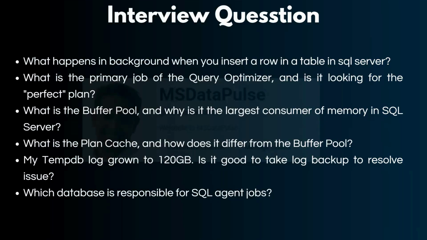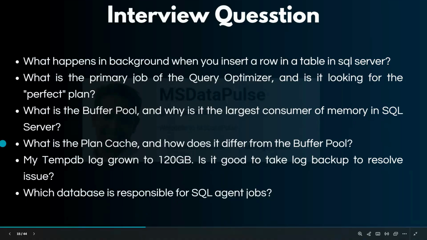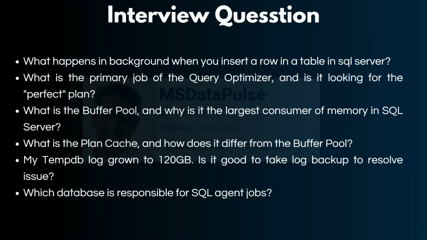The next question is, what is the buffer pool and why is it the largest consumer of memory in SQL Server? You can explain that the buffer pool is a cache in RAM that stores the data pages. SQL Server never works directly on the disk. To read or update a row, the page must first be pulled from the disk into the buffer pool. Why is it important? Because reading from RAM is thousands of times faster than reading from a disk. The buffer cache hit ratio is the number that tells you how often SQL Server finds the data in memory versus having to go to the disk.